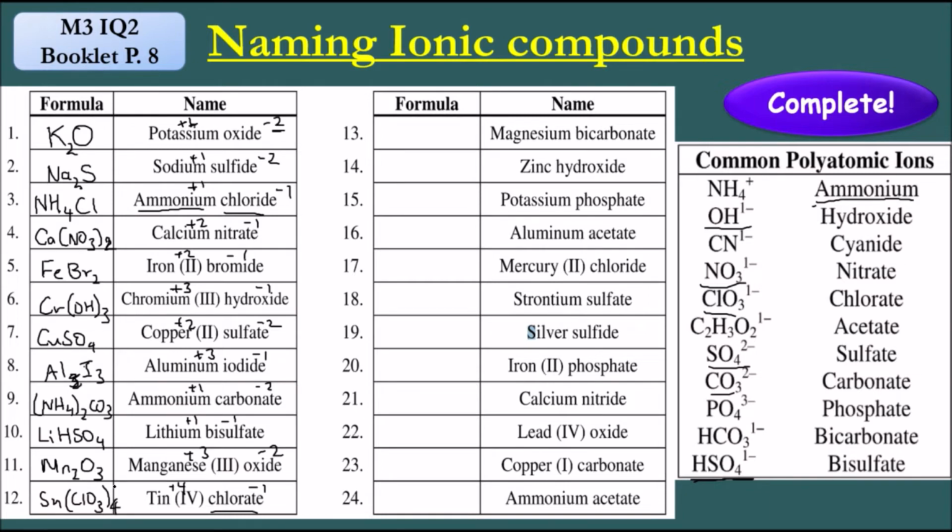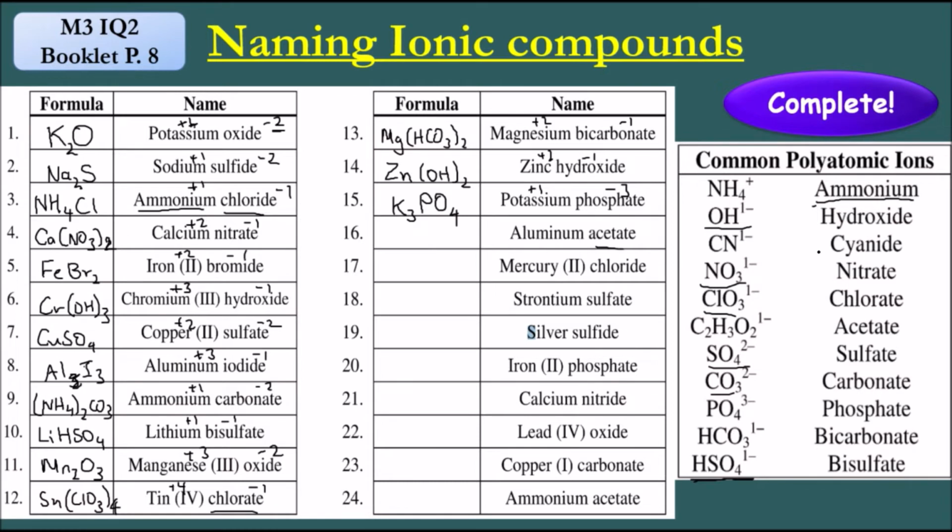So hopefully that gives you an idea of how to do these. I'm going to speed through 13 all the way to 24 now. Mg 2 plus, bicarbonate is 1 minus, so it's Mg(HCO3)2. Zinc is 2 plus, hydroxide is 1 minus, so Zn(OH)2. Potassium is +1, phosphate is 3 minus, so it's K3PO4, that's phosphate.